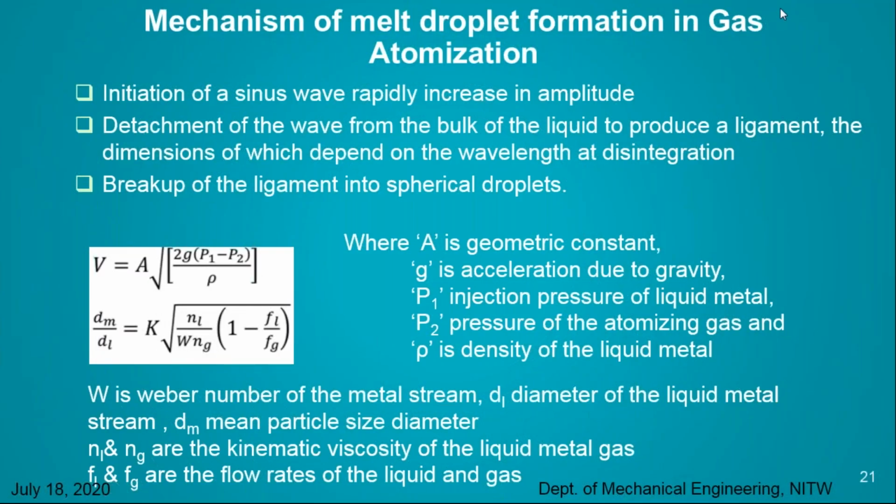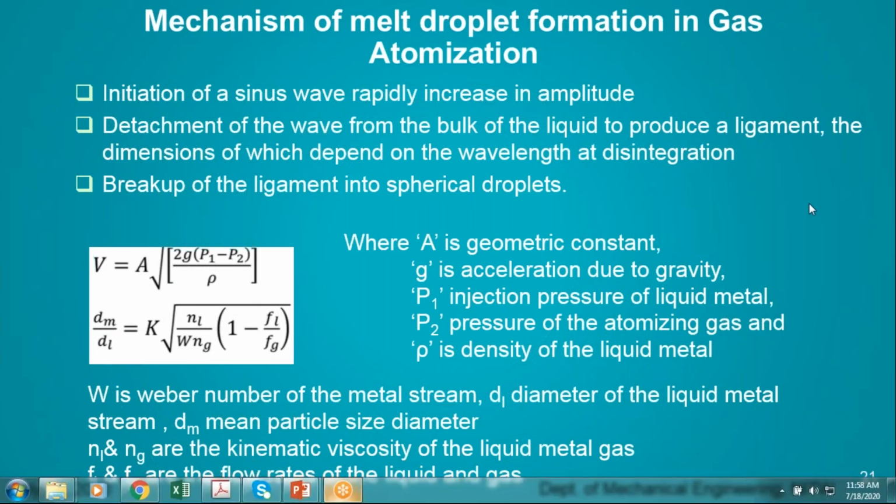And to come across with this mechanism of the melted droplets and the formation of this gas atomization process, we have to consider the initial sinus wave. It means how this sinus wave is rapidly increasing in amplitude. That depends upon the flow of the molten pool, as well as how much high-velocity gas is impinging onto the molten pool.